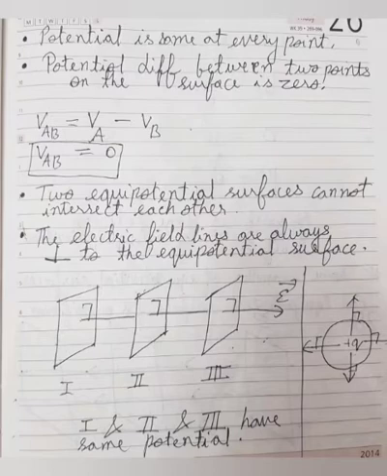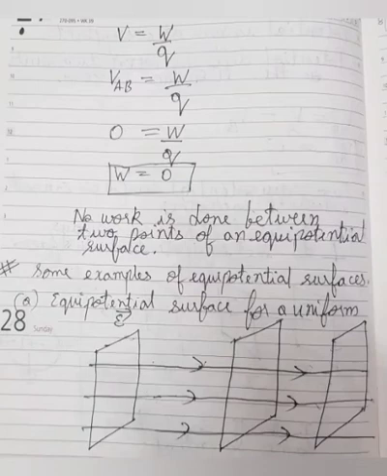Now the next property is that the work done between 2 points would be zero. Obviously, if potential difference is zero, then V is equal to W by Q, and instead of V we can write zero over there, because potential difference is zero, so work done would become zero. Therefore no work is done between 2 points of an equipotential surface. It is very clear that if 2 points are at the same potential, then no work could be done between the 2 points.